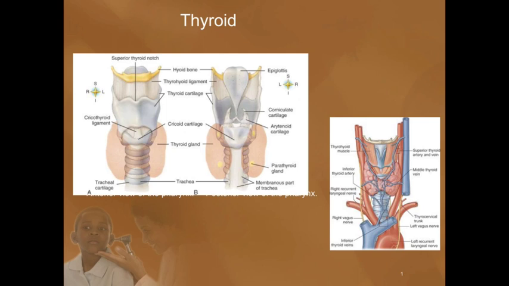The thyroid gland is located in the mid-neck and overlies the trachea below the larynx. It has two lobes which are connected by the isthmus. The hormones that are secreted by the thyroid gland regulate metabolism and regulate calcium.